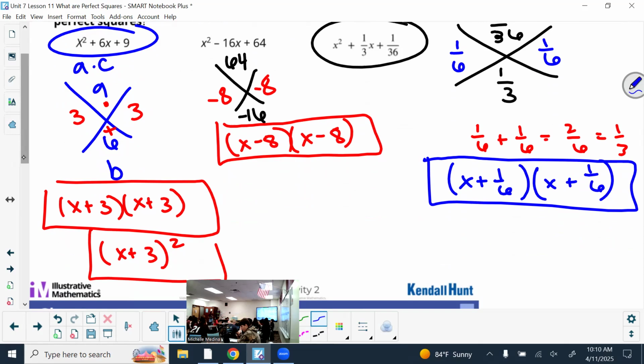Not to be confused with the difference of squares. They would be different. But perfect squares is the exact same times itself. Good. Any questions?